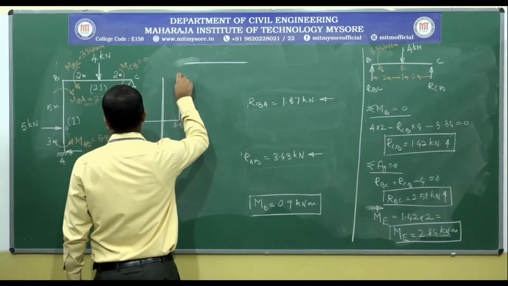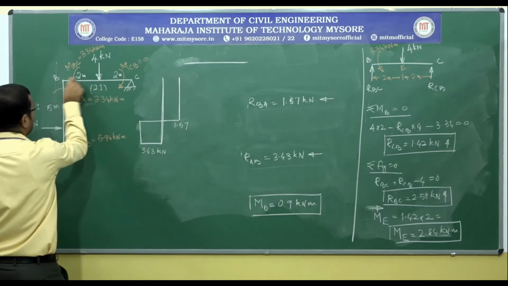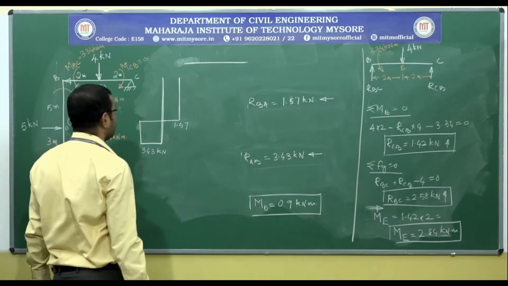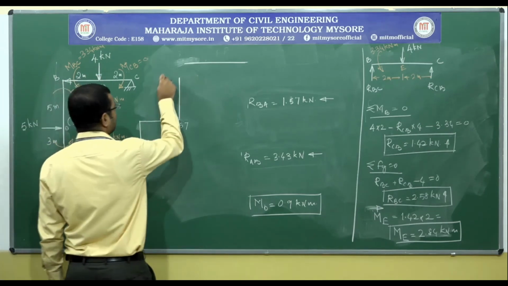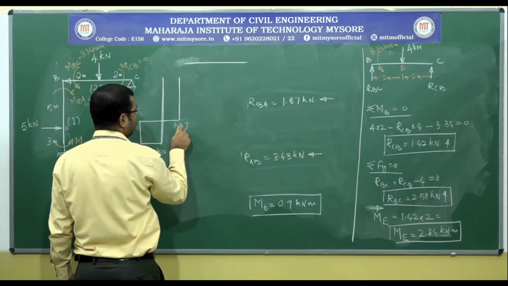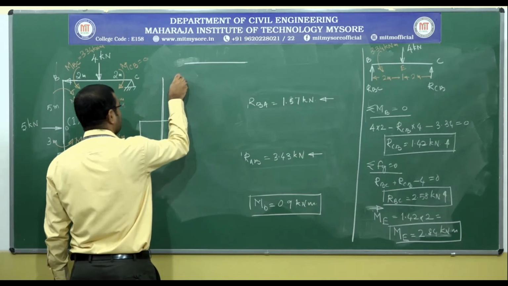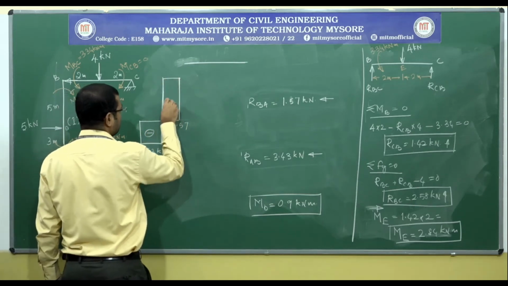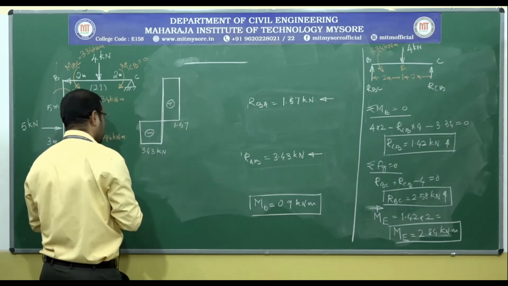Once I reach the B point, at B point we have one more support reaction which is moving again towards the B joint. So that is plus 1.57. So this is minus 1.57 plus 1.57, it becomes 0. So this is a negative shear force, this is a positive shear force.